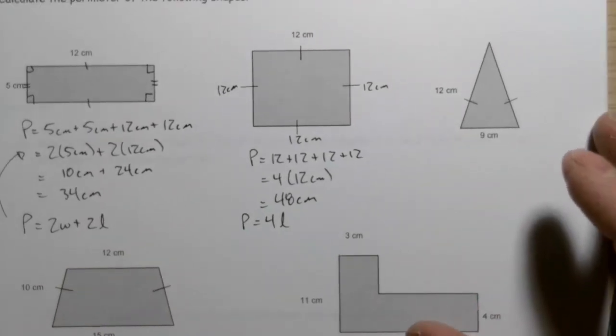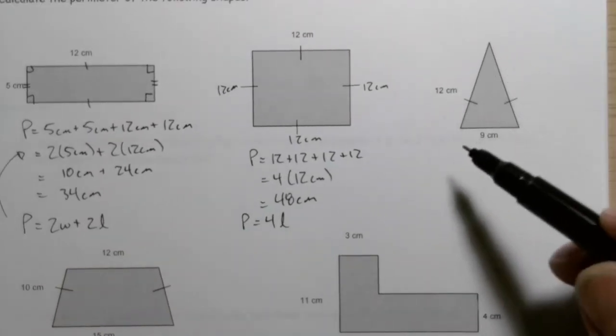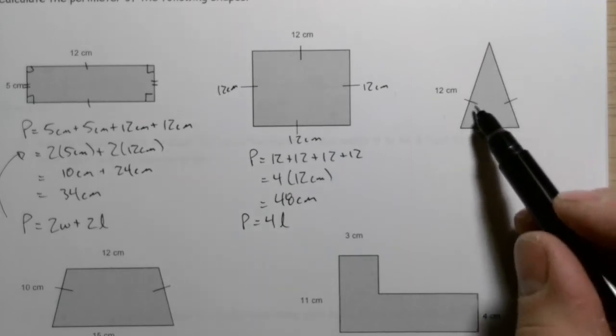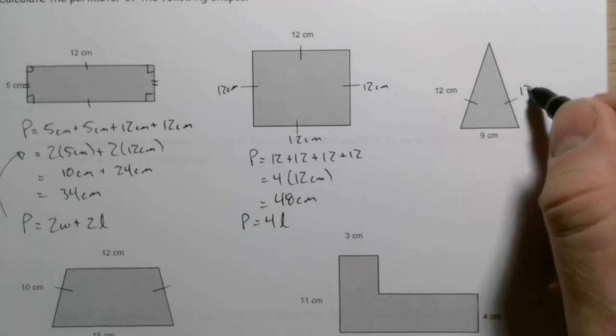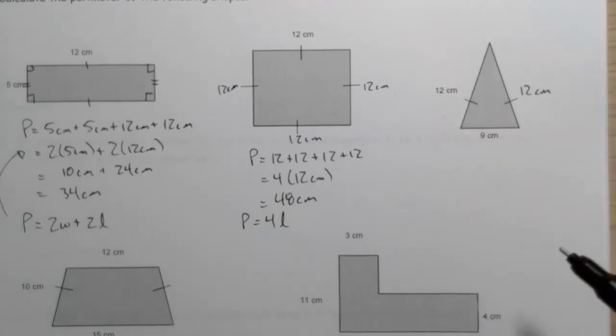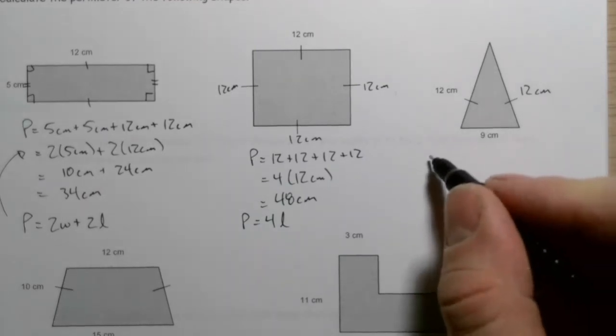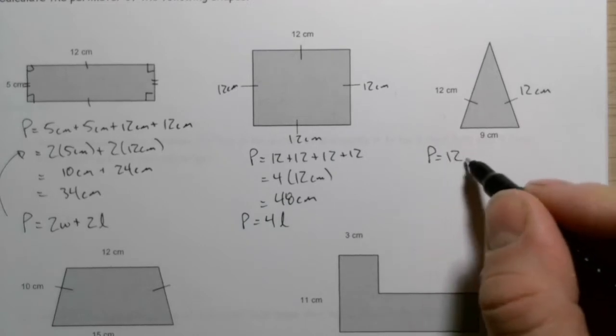Now, with a triangle like this, and this is an isosceles triangle, and I know that because the little marks here indicate that those two sides are the same. So I know this is also going to be 12 centimeters. With a triangle here, it could be equilateral, it could be scalene, in this case it's isosceles, the easiest thing to do, quite honestly, is simply just to add up the sides.